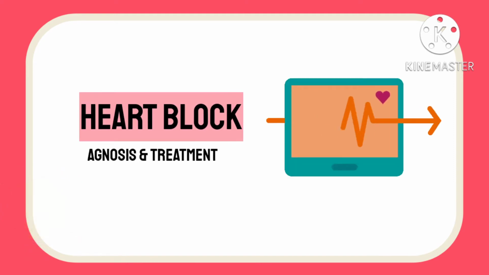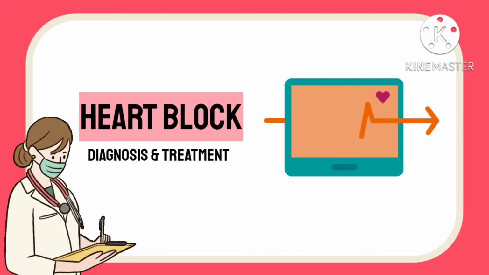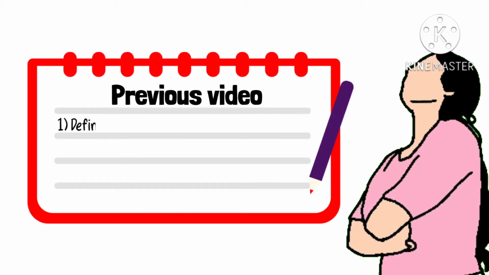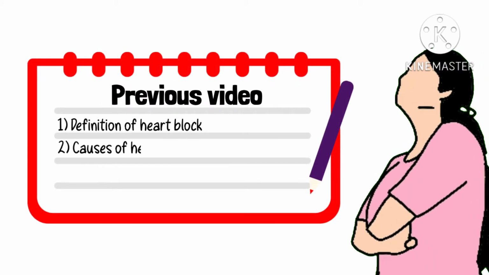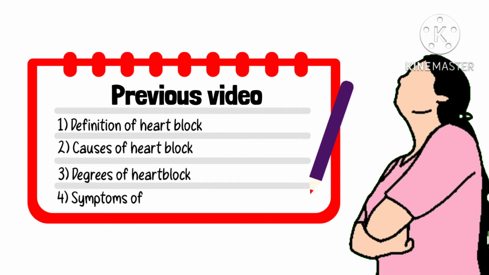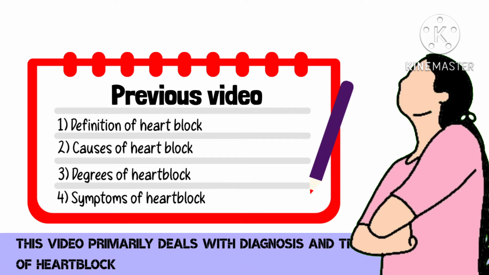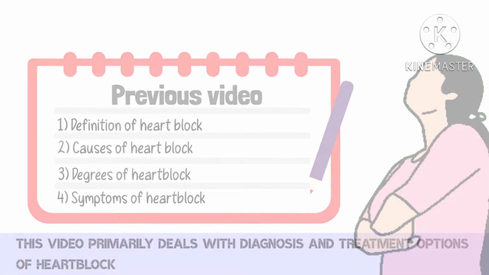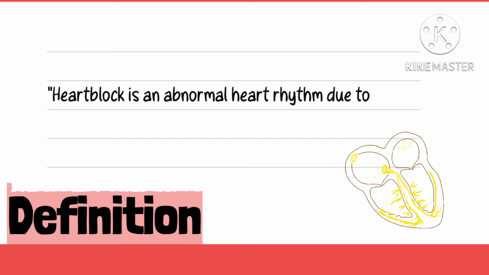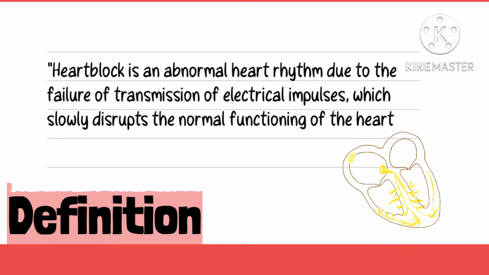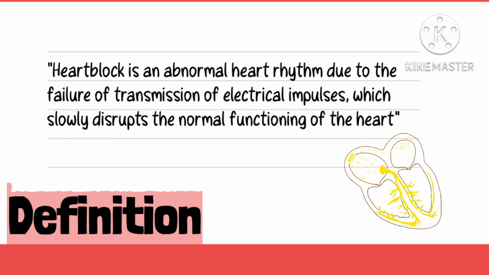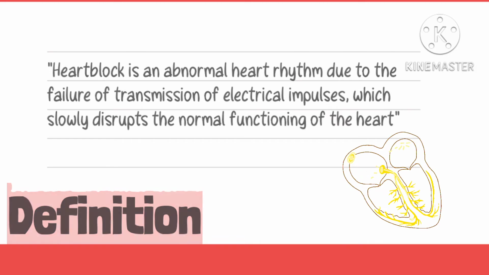Heart block, diagnosis and treatment. In the previous video, we had discussed what is heart block, its causes, degrees and symptoms. This video primarily deals with the diagnosis and the treatment option of the same. By definition, heart block is an abnormal heart rhythm due to the failure of the transmission of electrical impulses, which slowly disrupts the normal functioning of the heart.